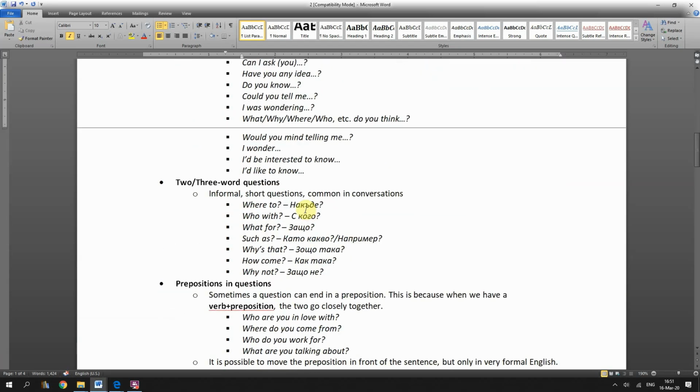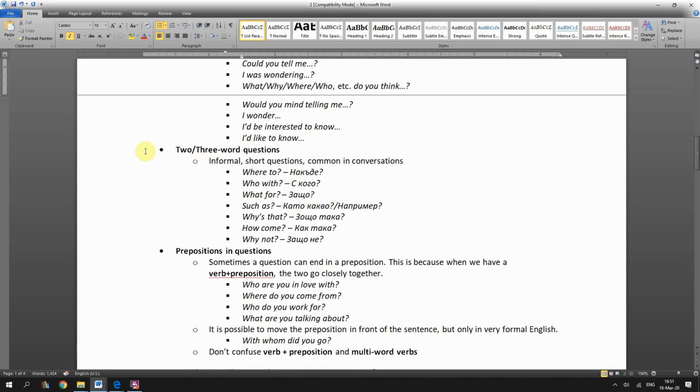So this is a good example of phrases which are questions and not so much. Now, another type of question that we are given are 2 or 3 word questions. These are very fun, but also very informal. So usually you can use them with your family, with your friends, but not in a formal situation. These questions are a lot like the questions that we ask in Bulgarian, like на къде, с кого, откъде на къде, как така, защо така, and so on.